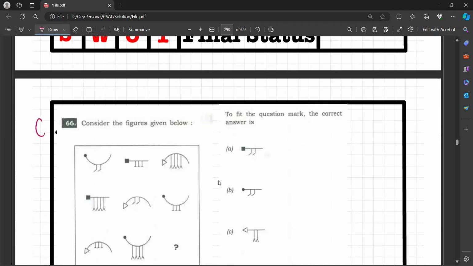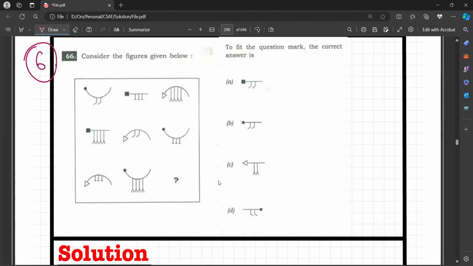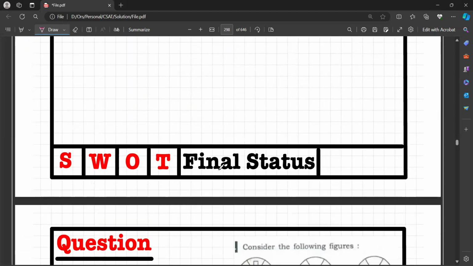Question number 6. Consider the figures given below. Find the fit. Circle, circle, circle, square, square. So I need to have a square here. Which is the option? A option. Got it? Easy question. Clear? Let us go to the next problem.